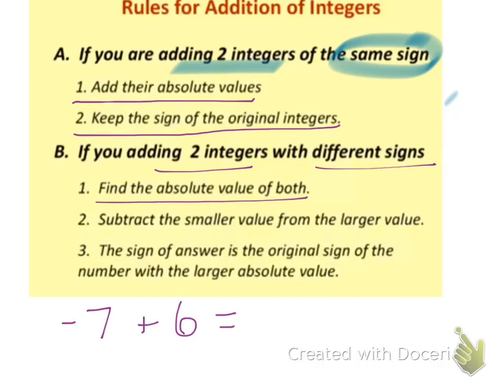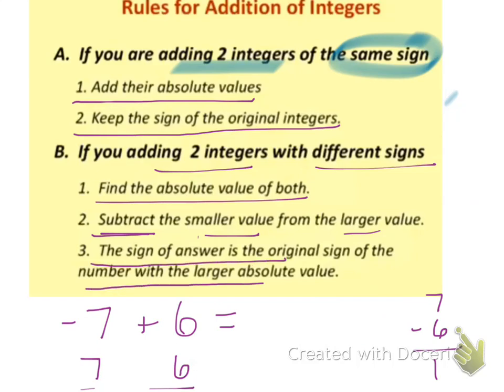Well, first thing you want to do, again, find the absolute value of both. Absolute value here is 7, here is 6. But now you actually want to subtract the smaller number from the larger. So we go 7 minus 6, I'm getting those numbers from right here, and that equals 1. The sign of the answer is the original sign of the number with the larger absolute value.